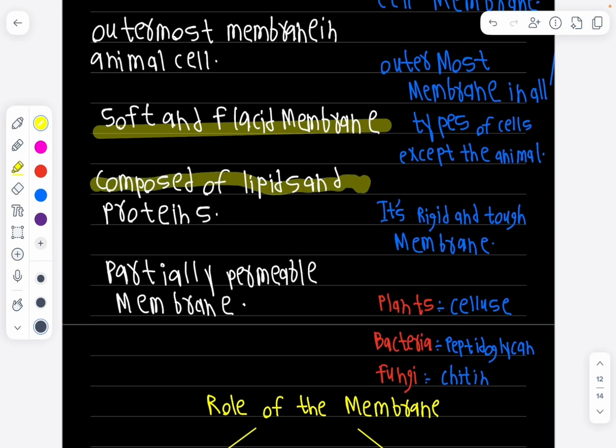What is it made up of? It is made up of lipids and proteins.